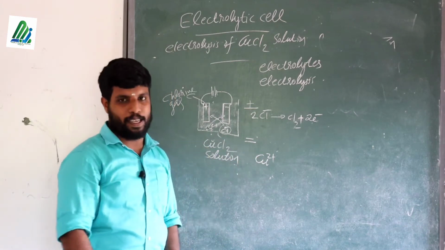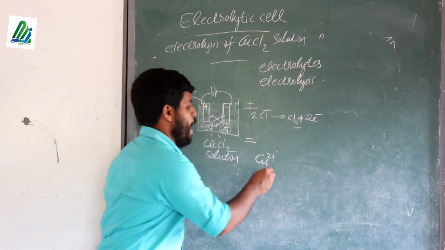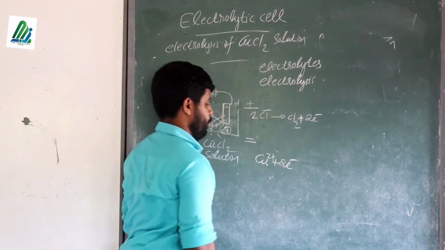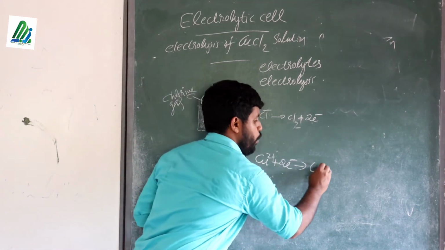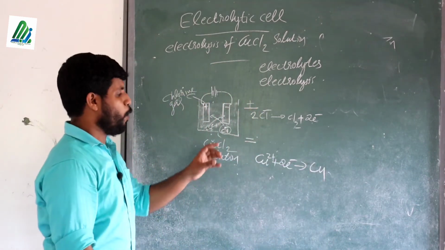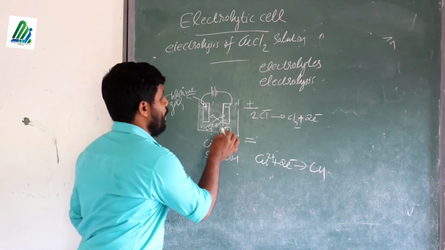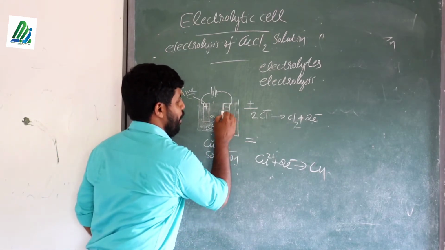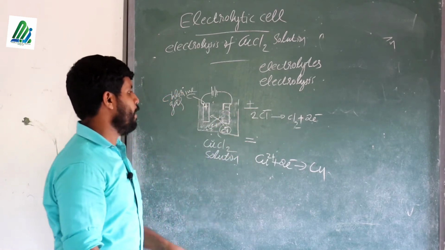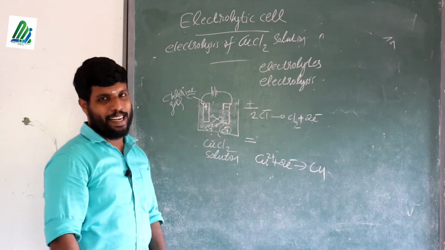And the Cu2+ ions, positively charged ions, accept 2 electrons and become Cu atoms. Copper is a metal, so the metal forms a layer on the negative electrode.